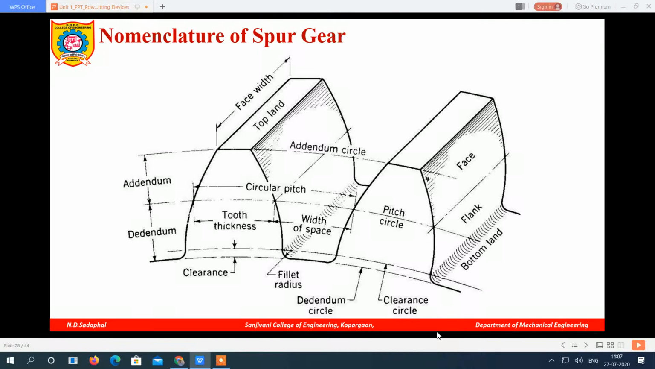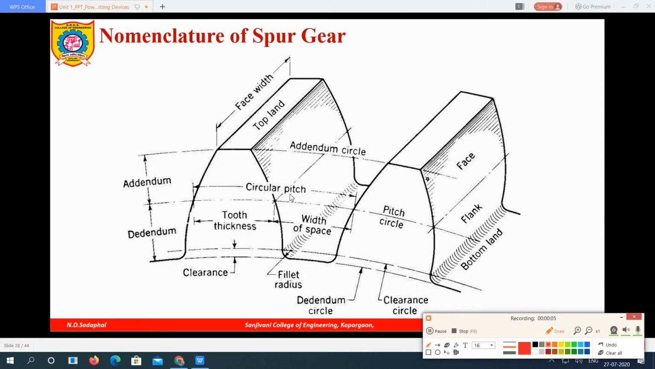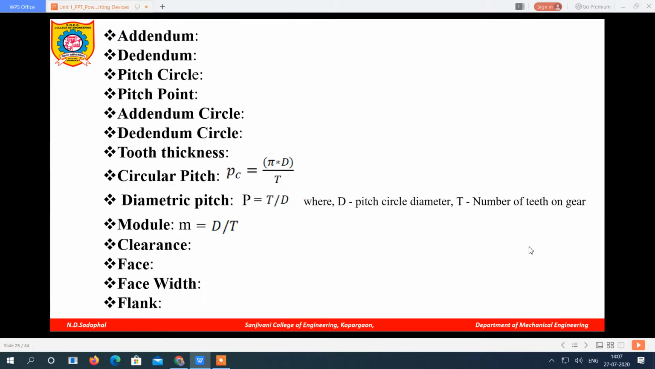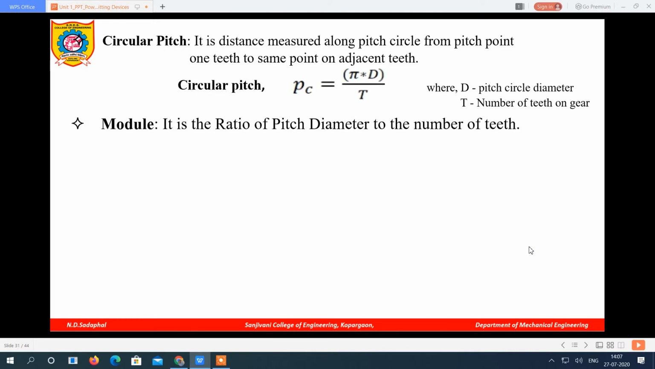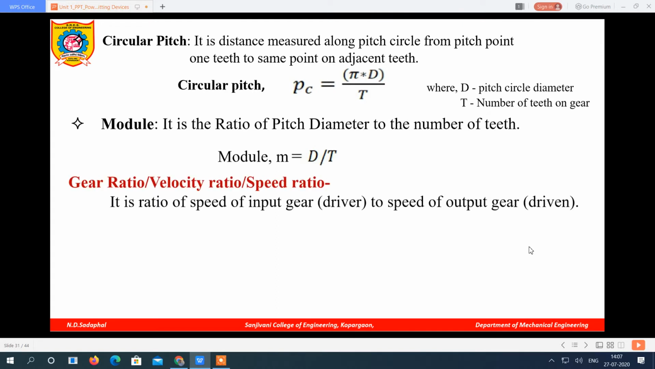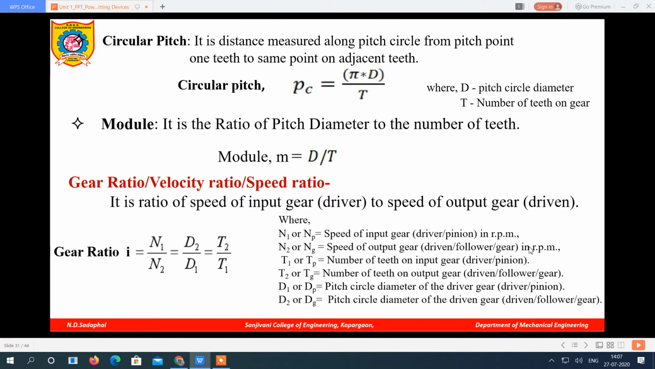Hello dear students, in the last video we went through different types of nomenclature of spur gear. We went through nomenclatures like addendum, dedendum, pitch circle. We also saw circular pitch, what is module, and what is gear ratio. Gear ratio is always denoted by small i.